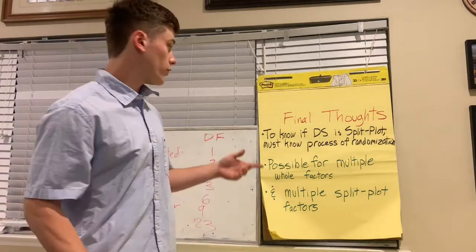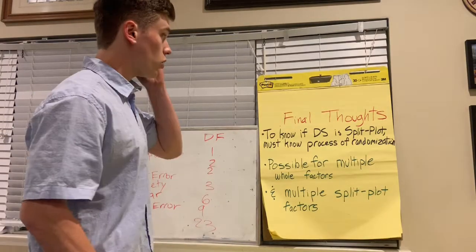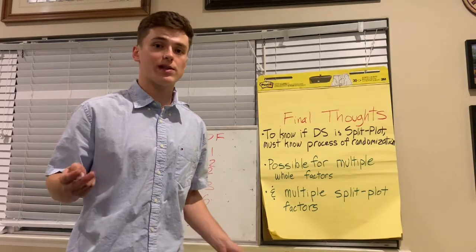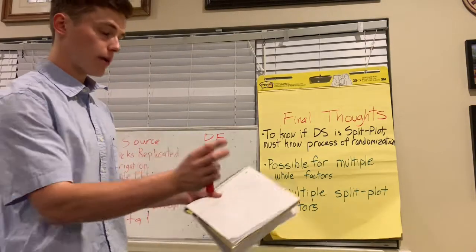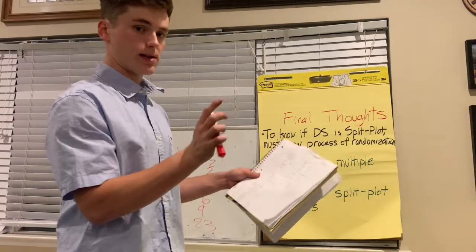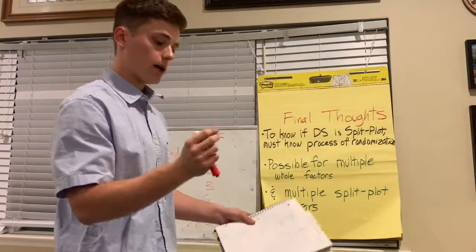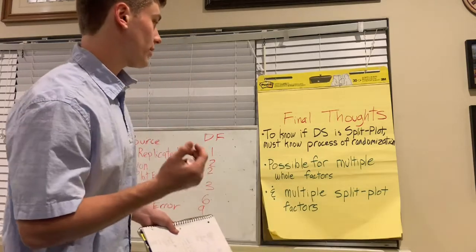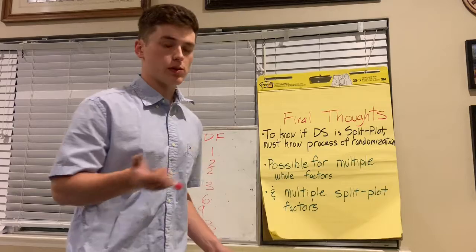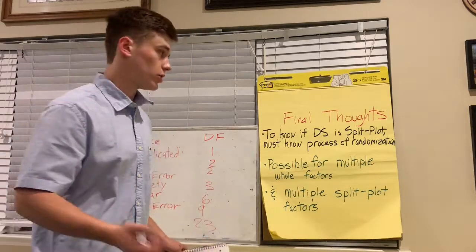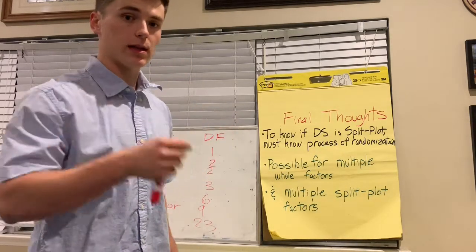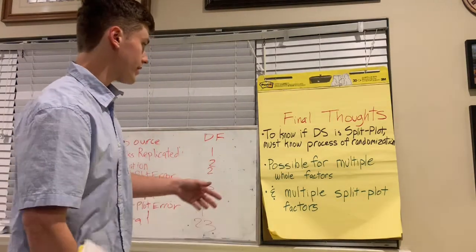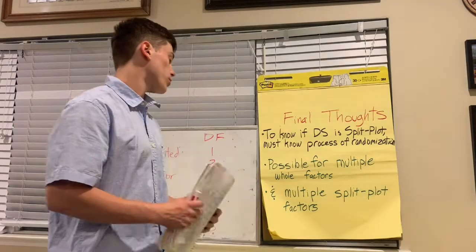I'll leave you with a few final thoughts to remember. To know if your design structure is split plot, you must know how the process of randomization occurred, because it has to start with that whole plot factor getting randomized into each plot, and then the separate split plot factors being randomized within those. So you won't be able to know the difference between nesting or other types unless you know that each one was randomized separately. So 2 randomizations.